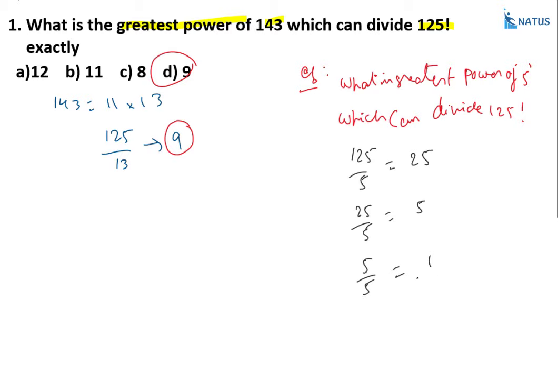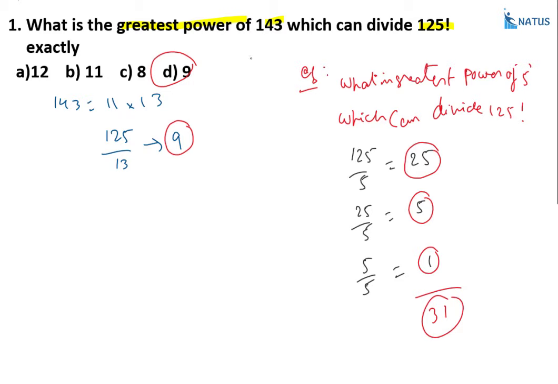Now what is the greatest power? The greatest power is nothing but 25 plus 5 plus 1. So that is equal to 31, which is the answer. So what is the greatest power of 5 which can divide 125 factorial? That is equal to 31.